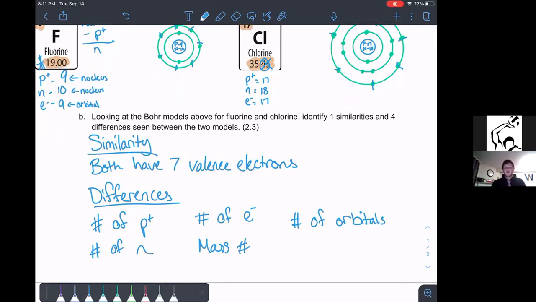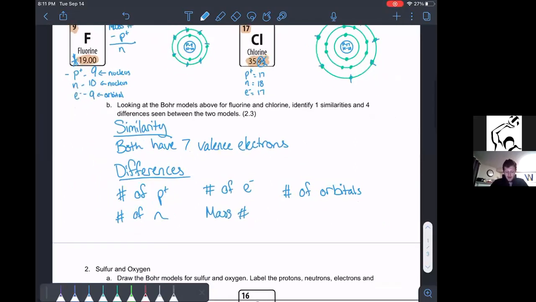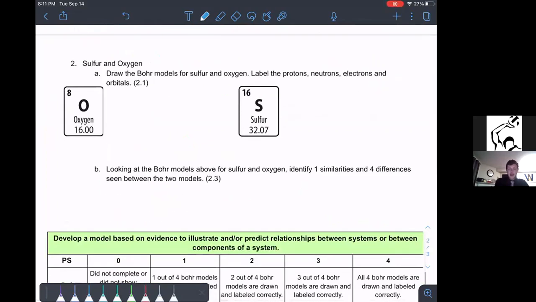So there's quite a few options here for us to determine what's different about these two. There's also a couple of more options for similarities. So if you found something different that you wanted to include, awesome. There are other options. I'm just giving you quite a few. And now we can go ahead and look at our sulfur versus our oxygen.